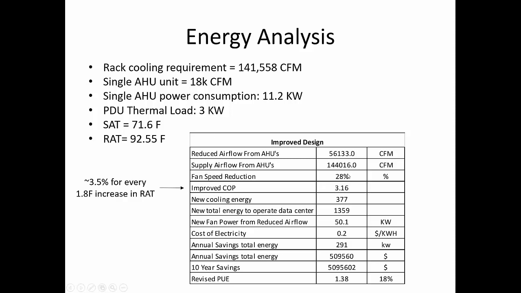We were able to drop the total airflow down to 144. We reduced, therefore, the fans by 28%. The fans are cubic in nature, so we got a big savings from fans alone. The fan energy alone dropped by 50 kilowatts, just dropping the fans down by themselves. And we went down to 1359 for total amount of energy required to drive the data center based on our new COP.